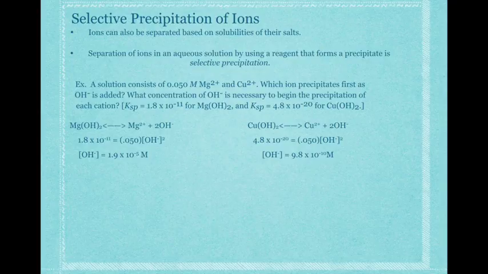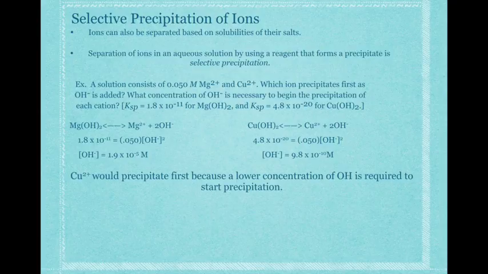So for copper hydroxide, you need less hydroxide in order to start precipitating out copper hydroxide. Because you need less hydroxide, that means that the copper hydroxide is going to precipitate out before magnesium hydroxide.